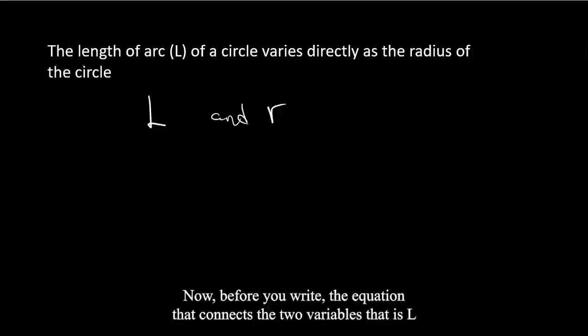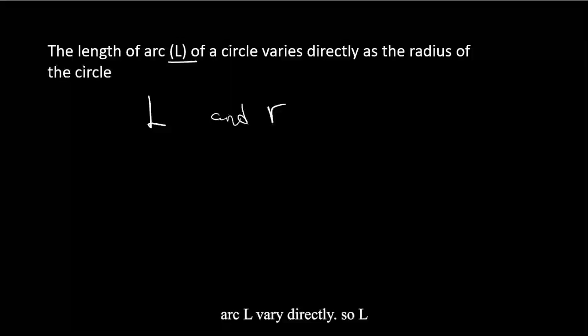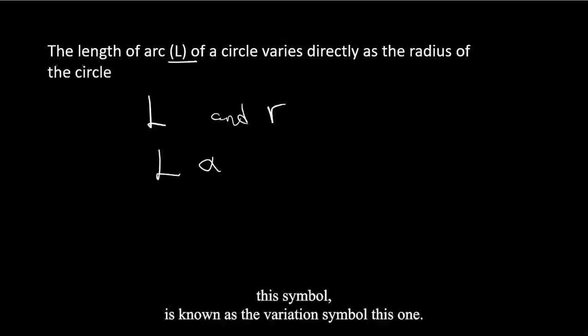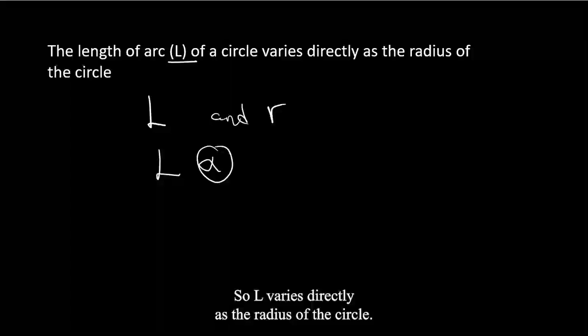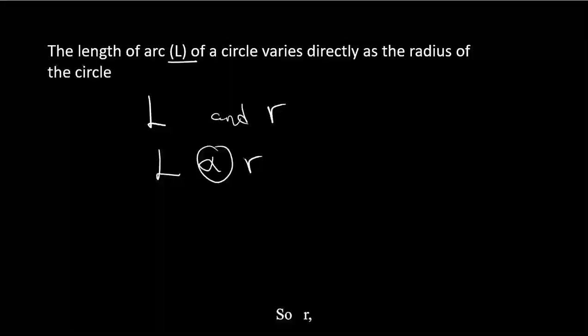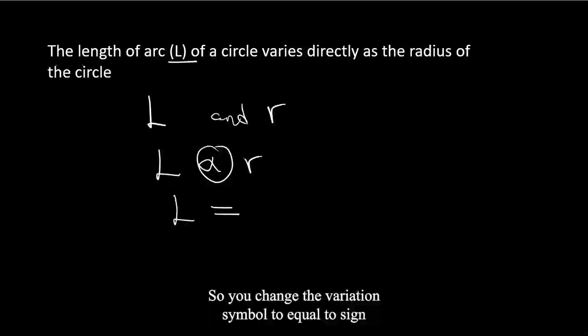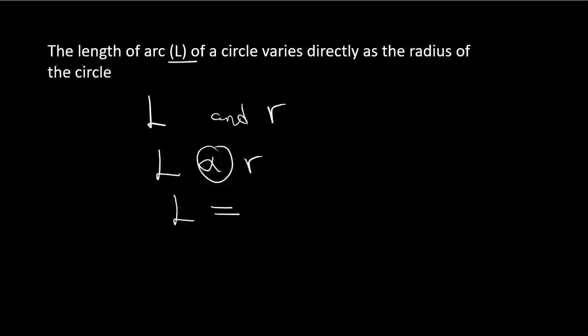Now, before you write the equation that connects the two variables, L and R, you are going to say the length of the arc L varies directly. So L varies, that's the variation symbol. This symbol is known as the variation symbol. So L varies directly as the radius of the circle, R. This is a variation statement. Now you have to change this to an equation. So this is going to be L being equal to, so you change the variation symbol to an equal sign, then you introduce your constant of variation, let's say k, so kR.